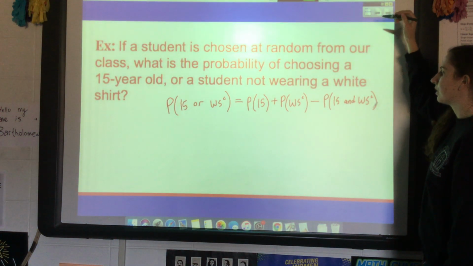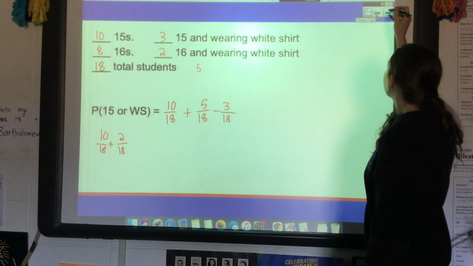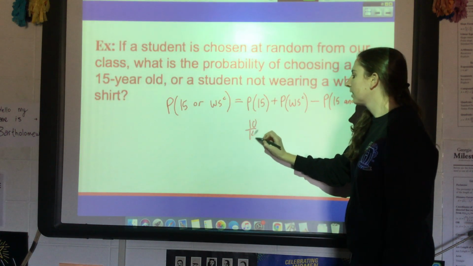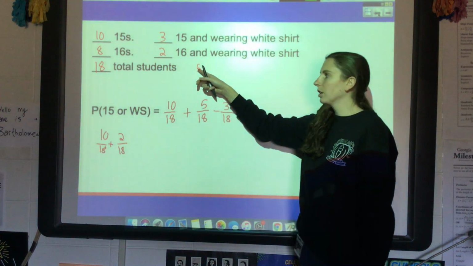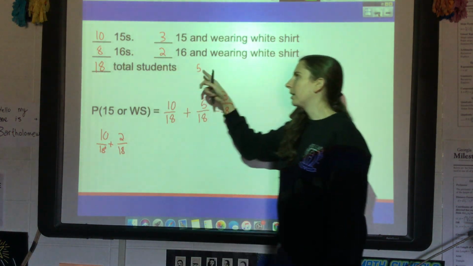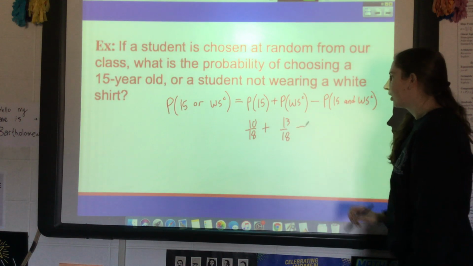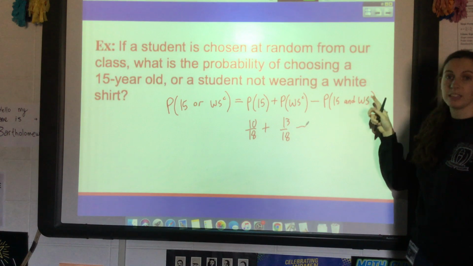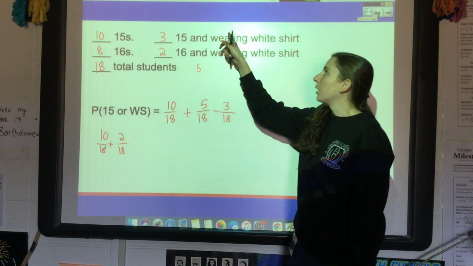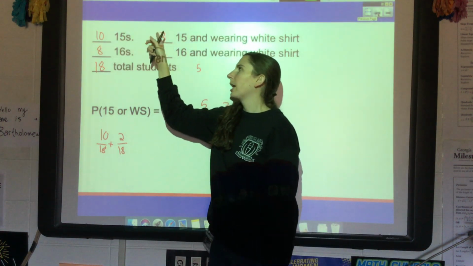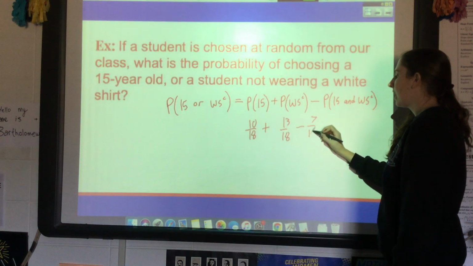Okay, so let's go back and find that. The probability of them being 15 was 10 people out of 18. The probability of not wearing a white shirt: we had 5 total wearing a white shirt and 18 students, so that means 13 were not wearing white shirts. Then we're going to subtract the overlap. So who was 15 and not wearing a white shirt? We had 3 people who were 15 and they were wearing a white shirt. So if we do 10 minus 3, 7 of them were not wearing white shirts. So subtract those 7.